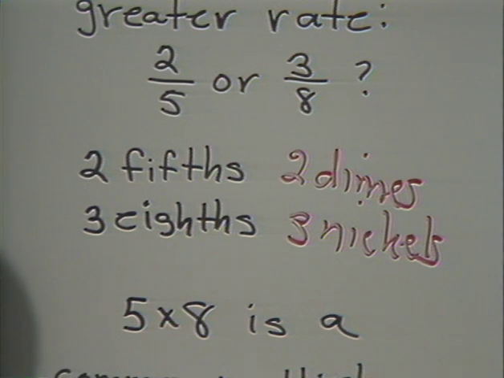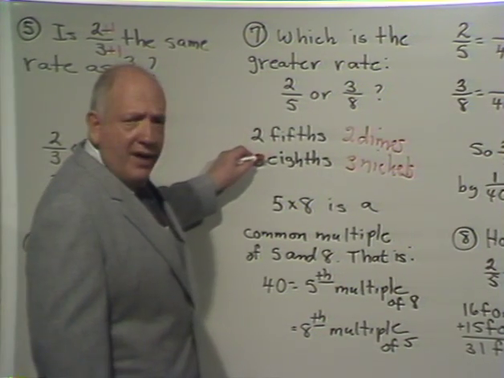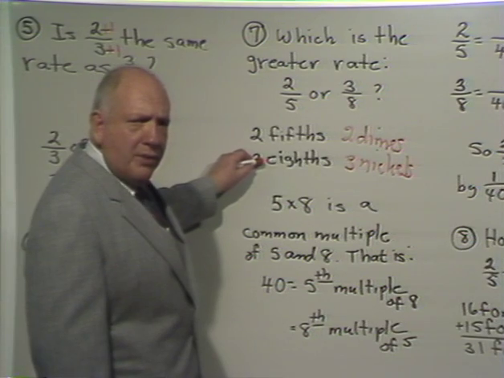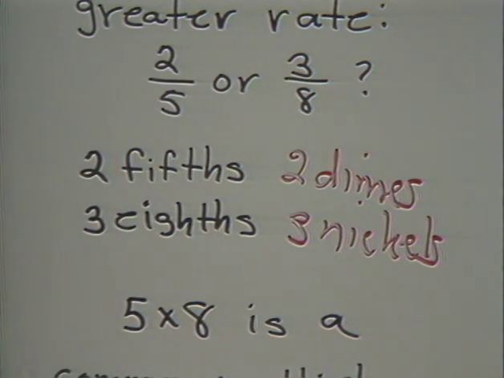You see, to compare which is the better deal, what we have to do is rewrite this so that the adjectives are modifying the same noun. Now, see, fifths tell us to divide by 5. Eighths tell us to divide by 8. What is a quick number that can be divided both by 5 and 8?